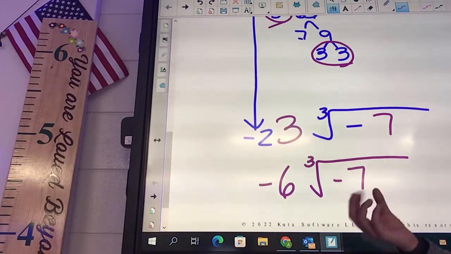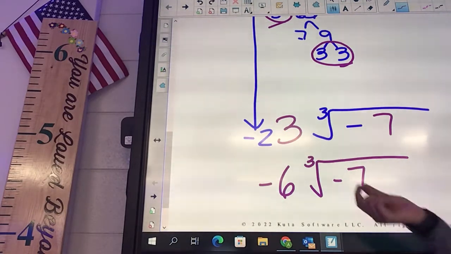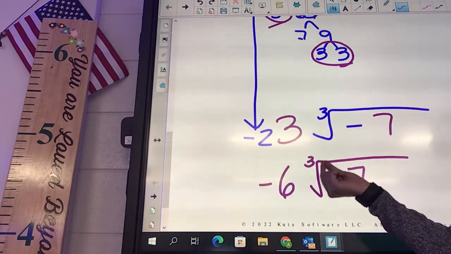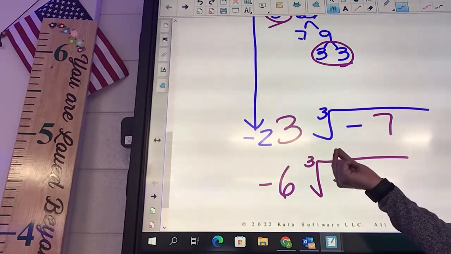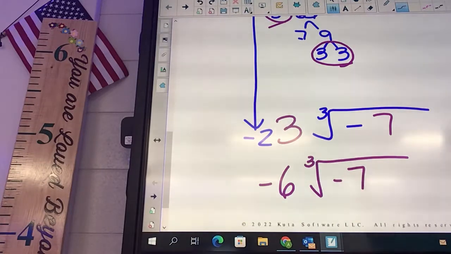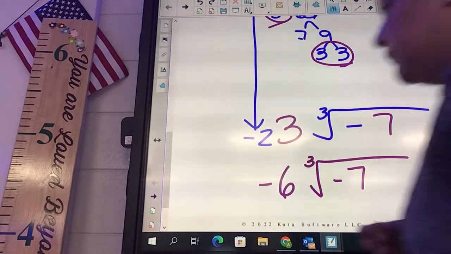Okay, my one critique for today that some of you guys were not doing yesterday, I should definitely be able to tell when I look at your paper that that is a baby 3. It's called the index of the radical, and it lets us know that we took stuff out in groups of 3 or groups of 4 or groups of 10, whatever. So make sure that that definitely looks like a baby 3 and not a big 3.